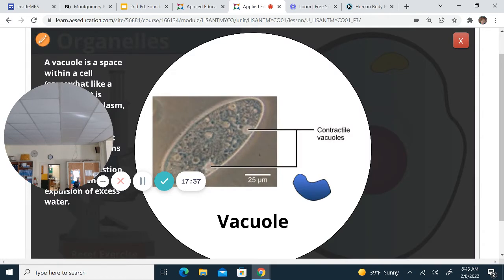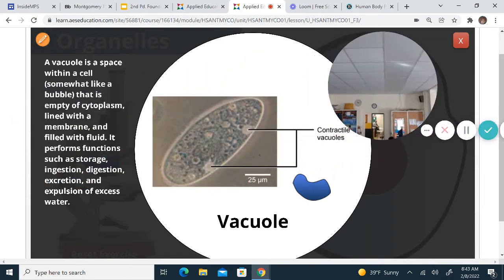A vacuole is a space within a cell, somewhat like a bubble, that is empty of cytoplasm, lined with a membrane, and filled with fluid. It performs functions such as storage, ingestion, digestion, excretion, and expulsion of excess water. So that's your vacuole.